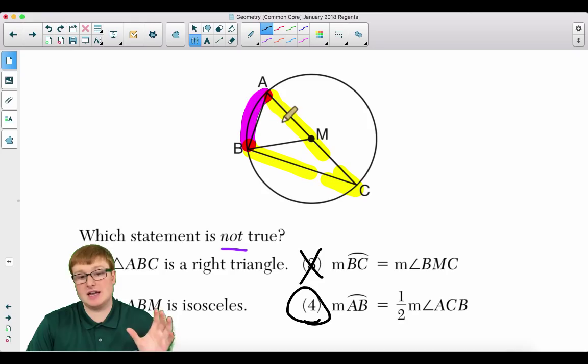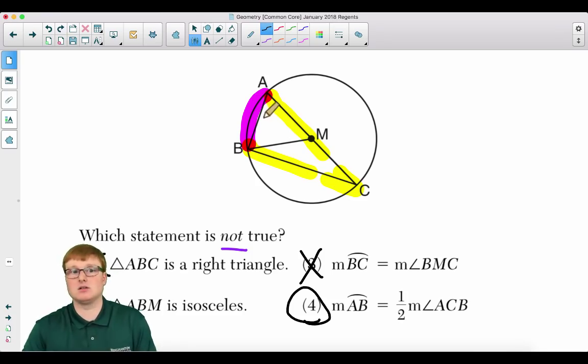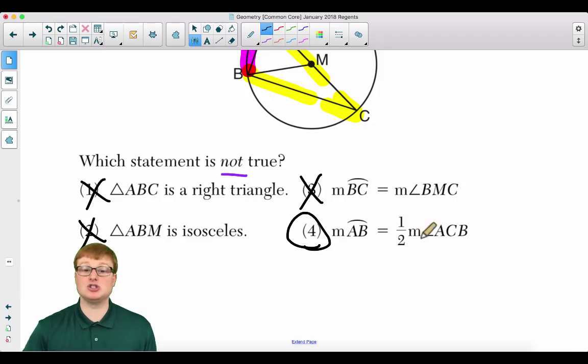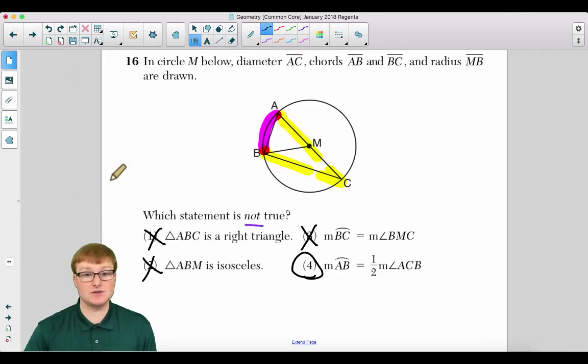No, I'm sorry. Let me rephrase that. It's not that the arc length is 1/2 the angle. It's the arc length is double the angle. So that's actually false. This, again, should be a 2 in order for that to be true. So your answer for this question is choice 4.